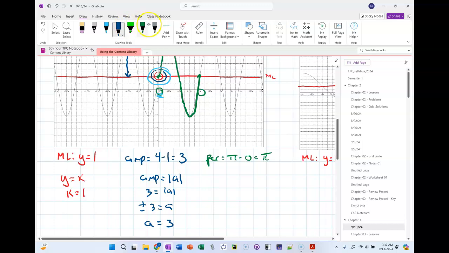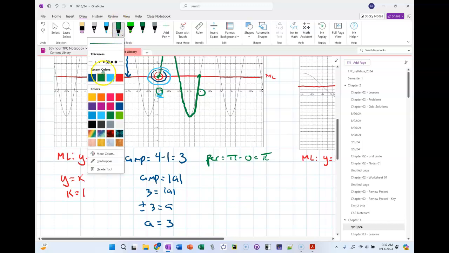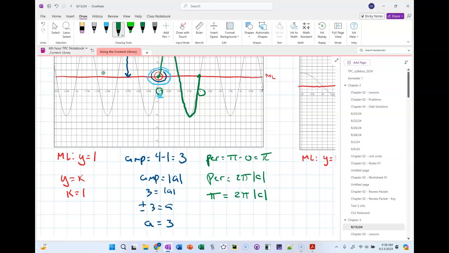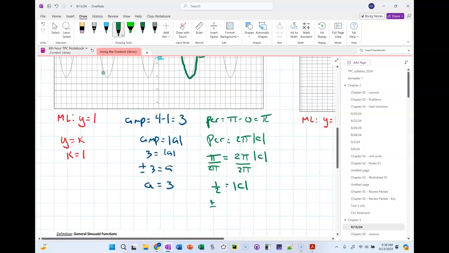Okay. And then my period, I know, is equal to 2 pi times the absolute value of c. So to solve this for c, I would start by dividing both sides by 2 pi, right? When I do that, I get 1/2. The pi's cancel, and I'm left with 1 over 2. And then the absolute value of c is going to be plus or minus 1/2.